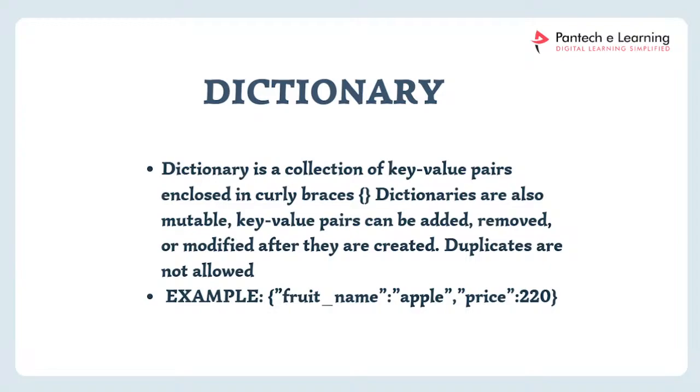Okay, so a dictionary is also mutable, and key-value pairs can be added. We can add, remove, and modify the values. And a dictionary also does not allow duplicates. Duplicate values are not allowed in a dictionary.